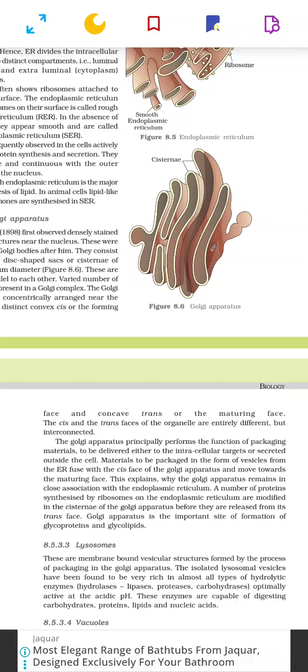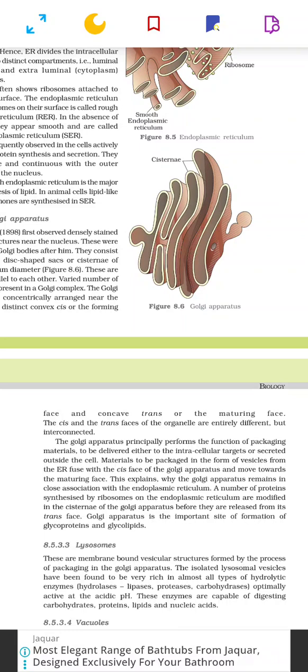The Golgi apparatus principally performs the function of packaging materials to be delivered either to intracellular targets or secreted outside the cell. Material to be packaged in the form of vesicles from the ER fuses with the cis face of the Golgi apparatus and moves towards the maturing face. This explains why the Golgi apparatus remains in close association with the endoplasmic reticulum. A number of proteins synthesized by ribosomes on the endoplasmic reticulum are modified in the cisternae of the Golgi apparatus before they are released from its trans face. The Golgi apparatus is an important site of formation of glycoproteins and glycolipids.